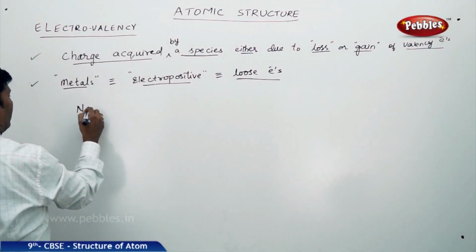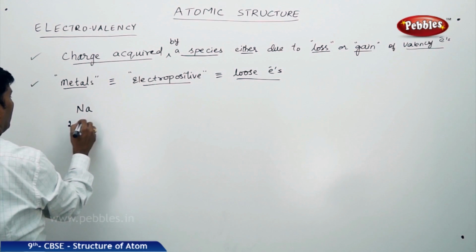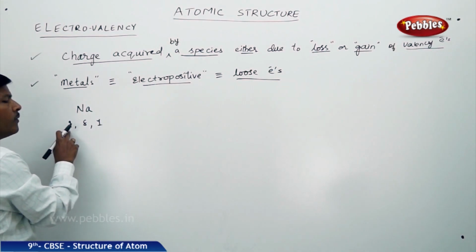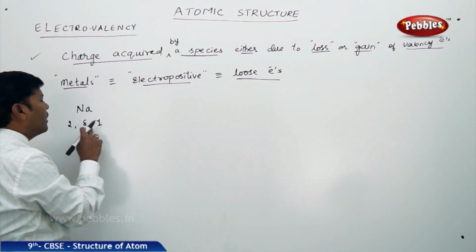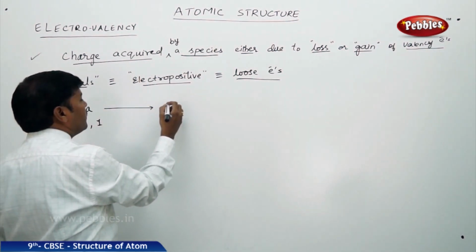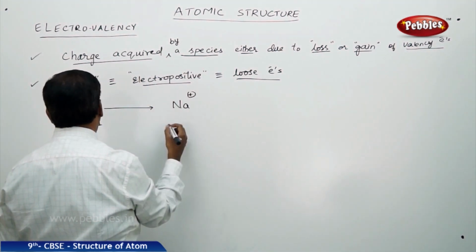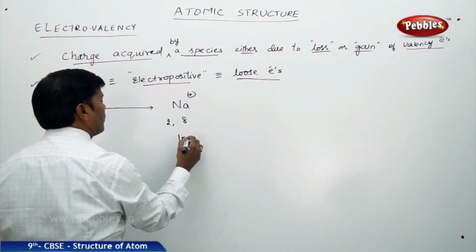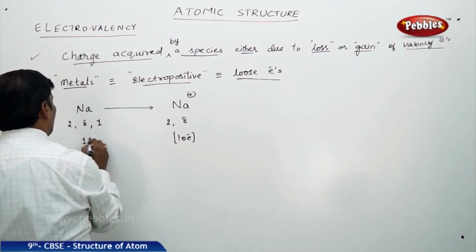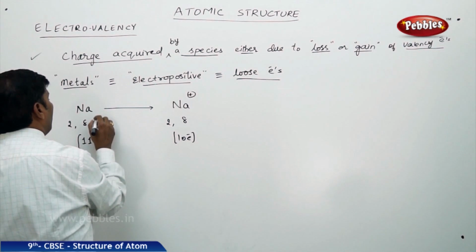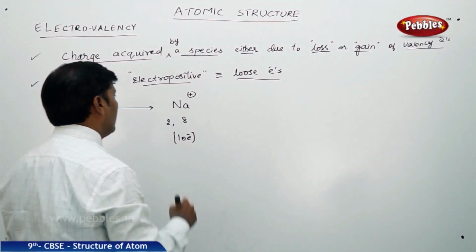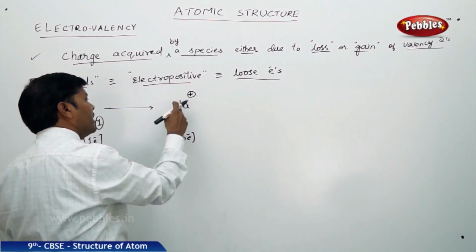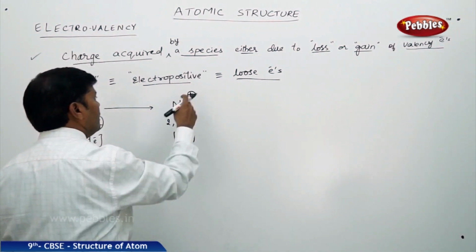You take sodium, a metal. It contains 2, 8, 1 as its electron distribution: 2 electrons, 8 electrons, 1 electron. Sodium will lose 1 electron and acquire 1 unit of positive charge, 2, 8. Right now it contains only 10 electrons, whereas before it had 11. So it has lost 1 electron to acquire 1 unit of positive charge. The electrovalency of the Na plus ion is plus 1.